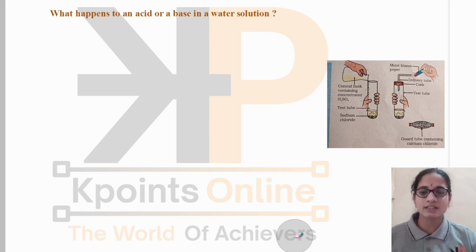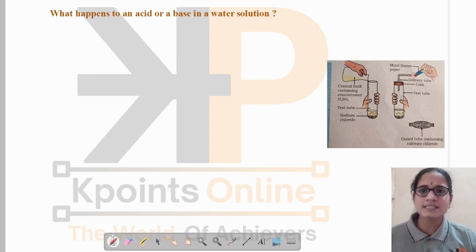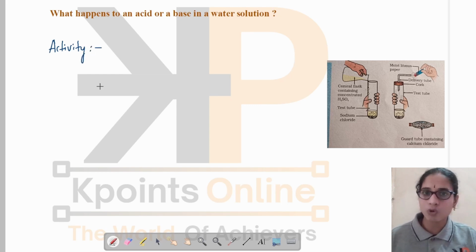Okay, let's get started. In the previous class we came to know that when acids and bases are dissolved in water they form ions, and because of those ions they conduct electricity. Here the question arises whether acids produce ions only in water. We have to check this question. Let us study this concept with the help of an activity and check whether acids produce ions only in water.